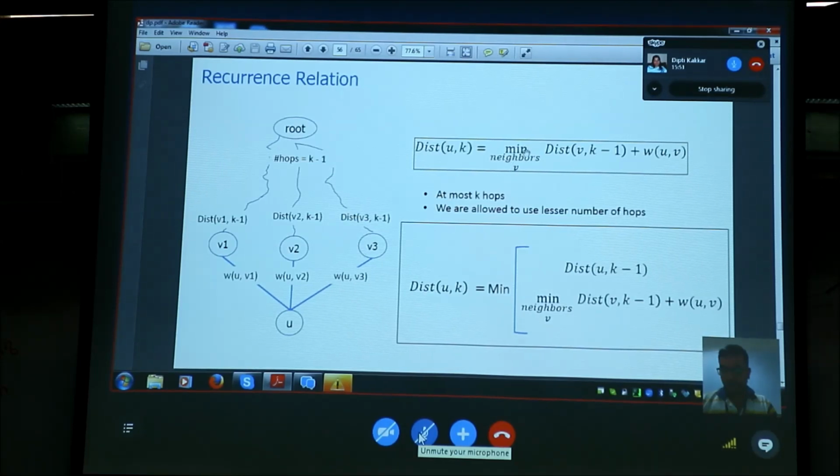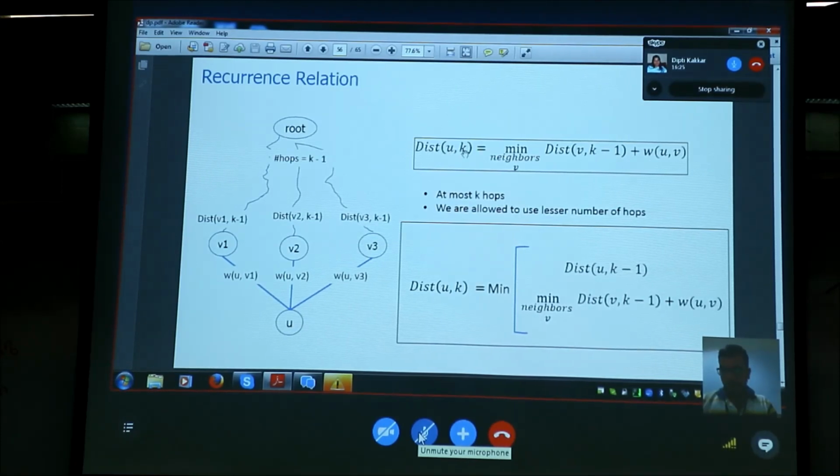So what I can do is try all those guys. There are only n of them, right? How many neighbors can I have? Not many. So we are going to minimize over all the neighbors v, trying every possible neighbor v. If I am choosing this v1, what can I get? I have to pay the distance of v1 comma k minus 1, and I also need to pay this weight of u v1. This plus this, or this plus this. Whoever is the minimum among these three, that is the best for me.